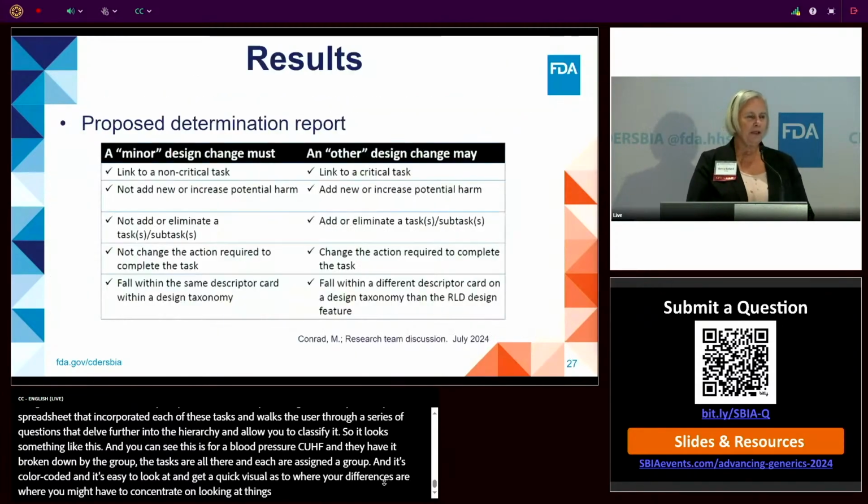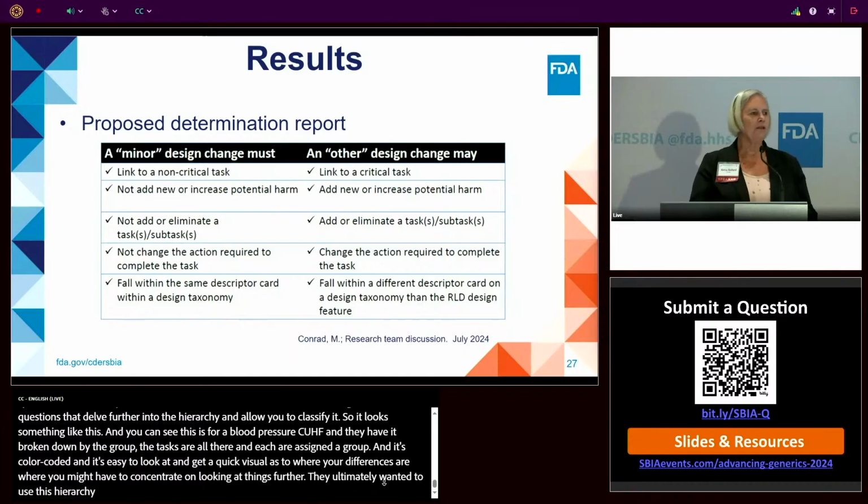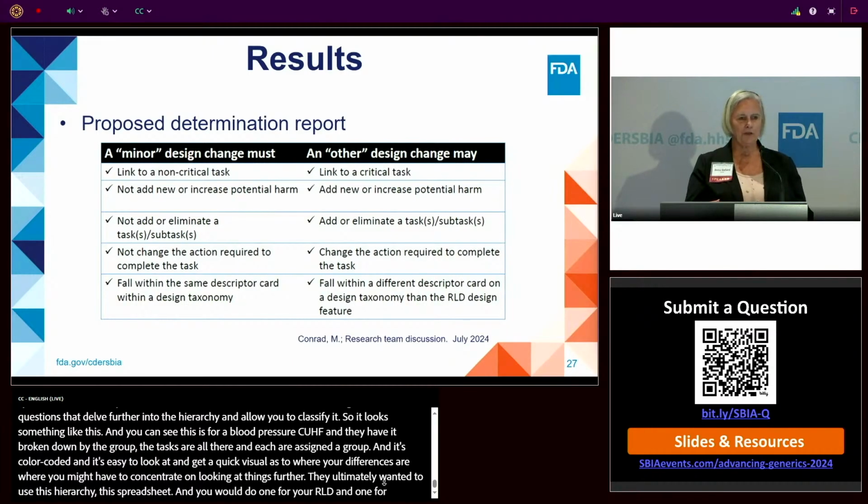They ultimately wanted to use the results of this hierarchy, this spreadsheet, and you would do one for your RLD and one for your test product, and you could quickly identify where the differences were.